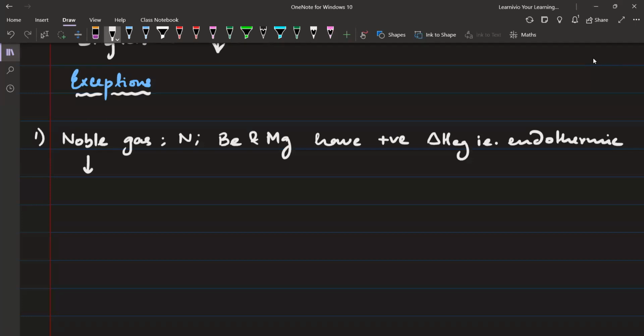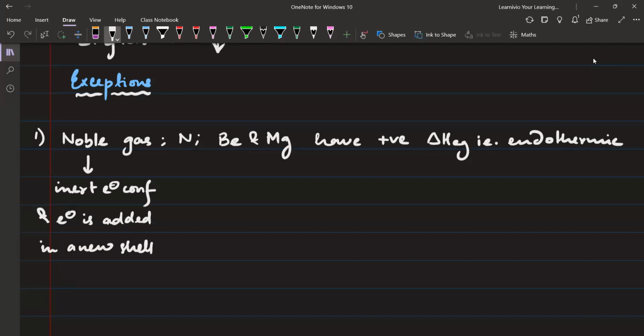What happens in noble gases? Inert electronic configuration, and the electron is added in a new shell. Now, for example, if we talk about neon, then neon is going to have two shells.